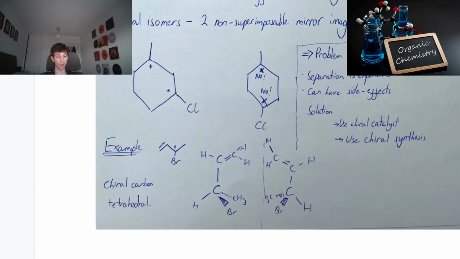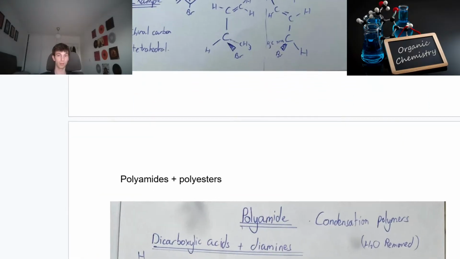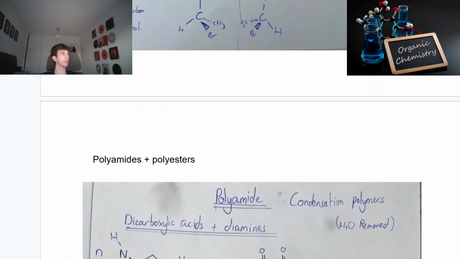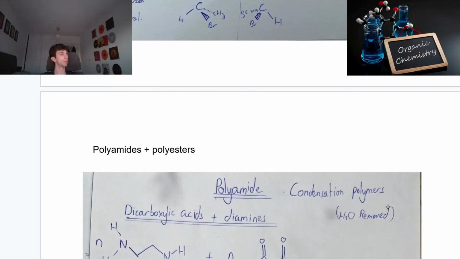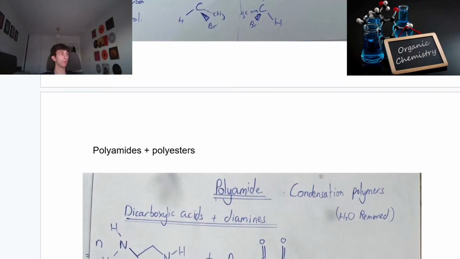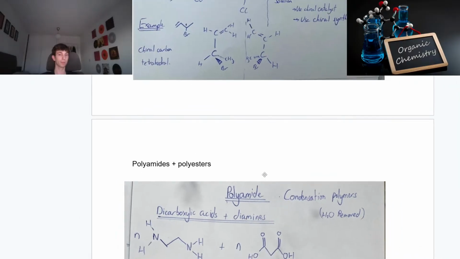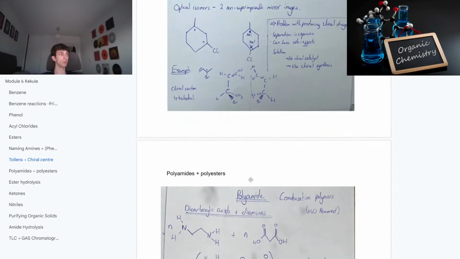I believe we do have a little bit on polyamides and polyesters. These are condensation polymers, guys. We're removing water. Okay, we had the addition polymers with our alkenes, but these are condensation polymers.